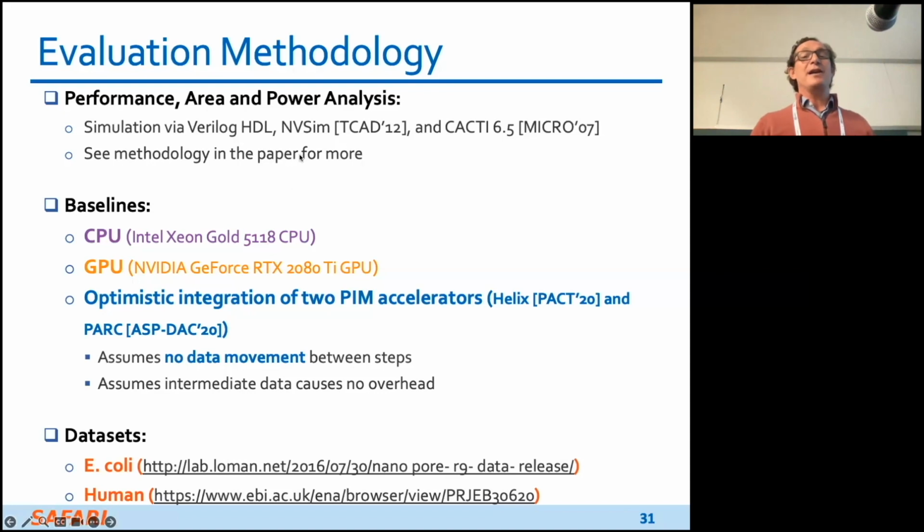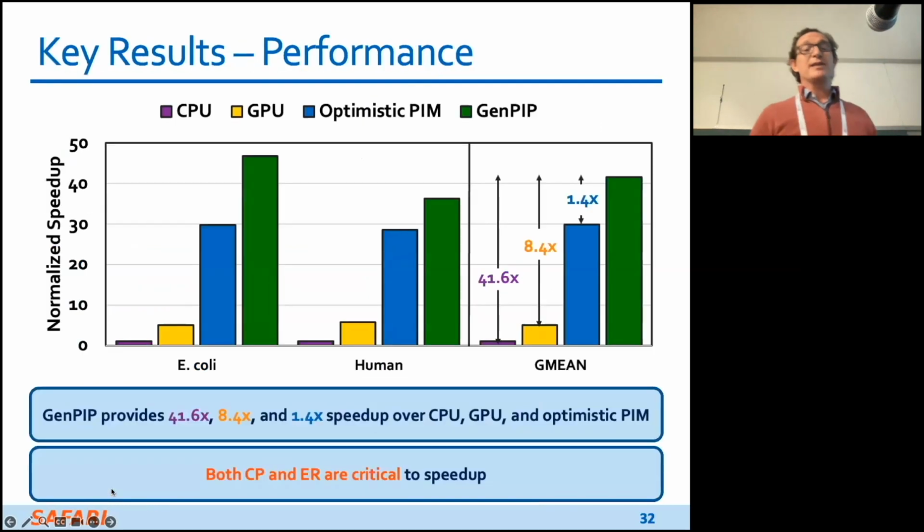So we actually evaluate this rigorously with both Verilog components and simulators, and there's more on our methodology in the paper. We have CPU and GPU baselines, and an optimistic integration of the PIM accelerators. Optimistic means you don't have data movement between those two PIM accelerators. This doesn't happen today. And we use two different data sets, as you can see, a small data set and human data sets. And if you look at the results, these are the summary results.